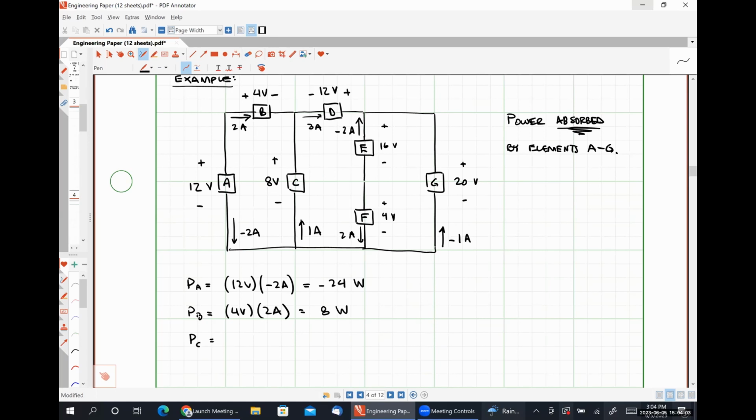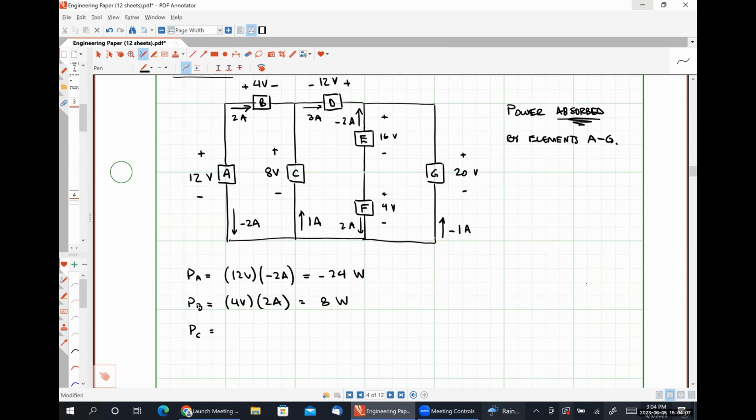Now let's look at element C. What's the voltage drop across element C? 8 volts. What's the current flowing through element C? 1 amp. Is the current flowing into the positive polarity terminal or the negative polarity terminal? It's the negative polarity. All right, so because we're calculating absorbed power and the current is flowing into the negative polarity terminal, we need to add a negative sign. So we get -8 watts.